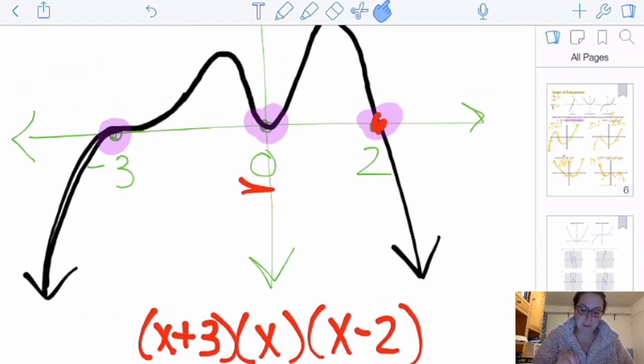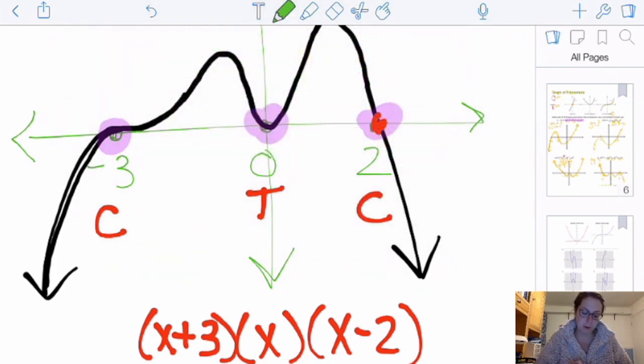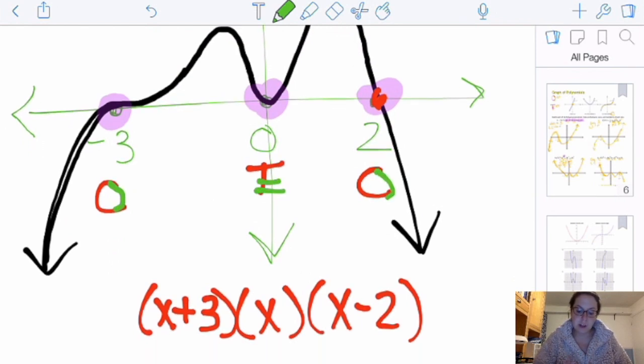Then I need to think about the multiplicities. So let's go through. Okay, here this crosses, that touches, that crosses. So I'm just going to fill out what we said before. Cross will be odd. Touch will be even. So the even one, I'm going to make that a squared.